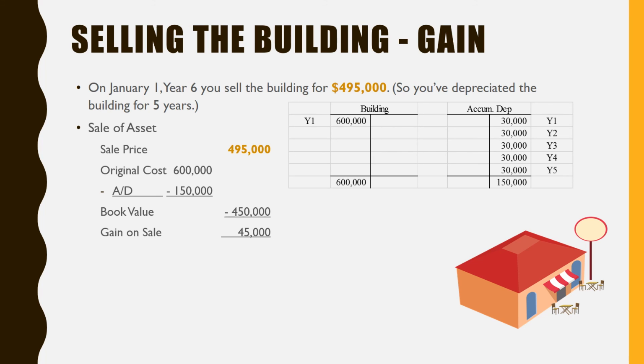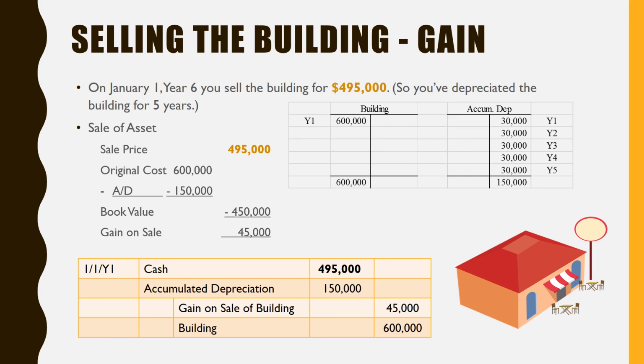The nice thing is the journal entry will work itself out. The cash now, all I've changed is that $495,000, the accumulated depreciation and building are the same, but now to make that balance, we need something on the credit side, and that's our $45,000 gain. That's all there is to it.